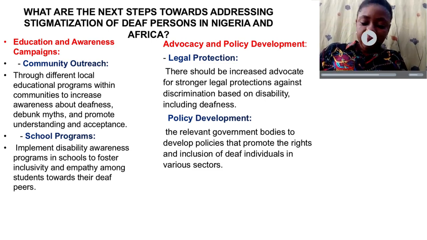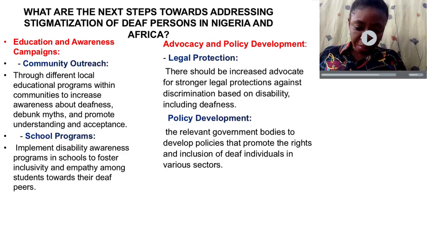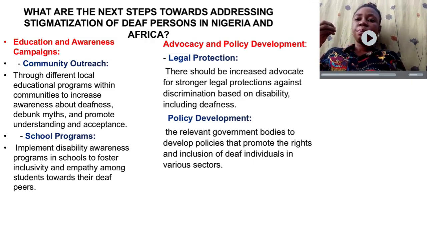So now, what are the next steps toward addressing this stigmatization that is faced by deaf persons in Nigeria and in Africa? First of all, education and awareness. We need to do community outreach, we need to do student programs. Through this, we can create more awareness. We need to educate the people to foster inclusion in schools, do community outreaches, let them understand.